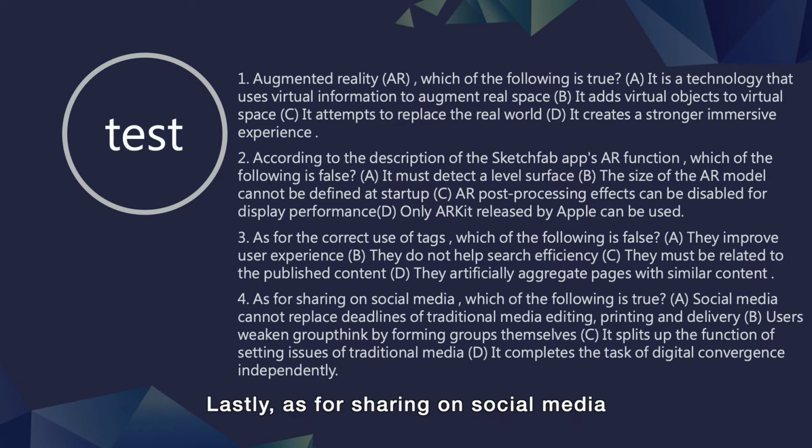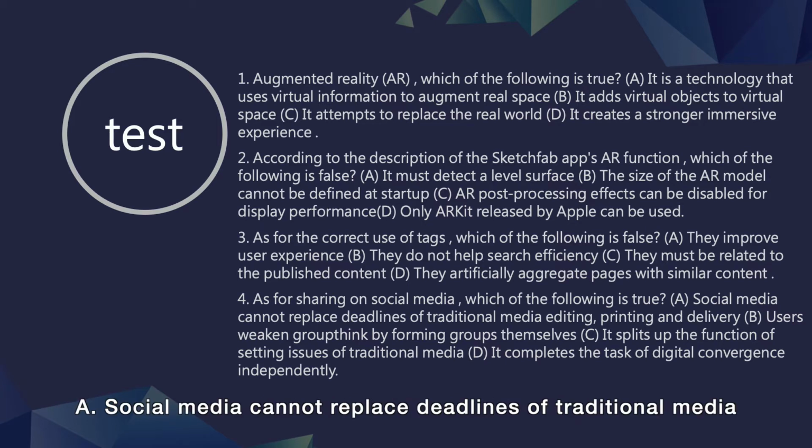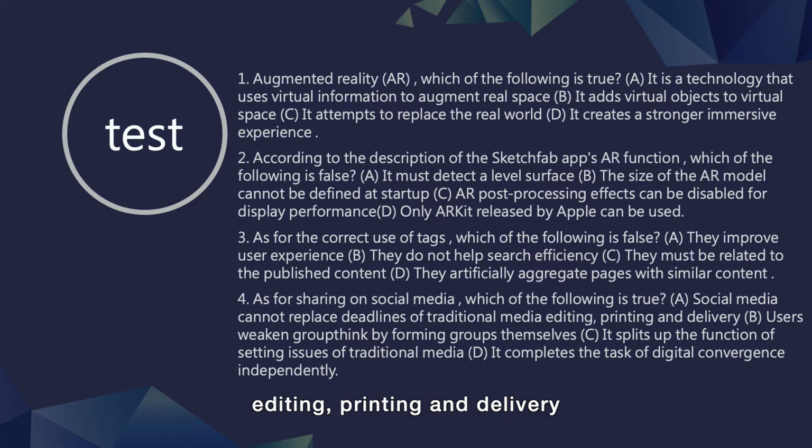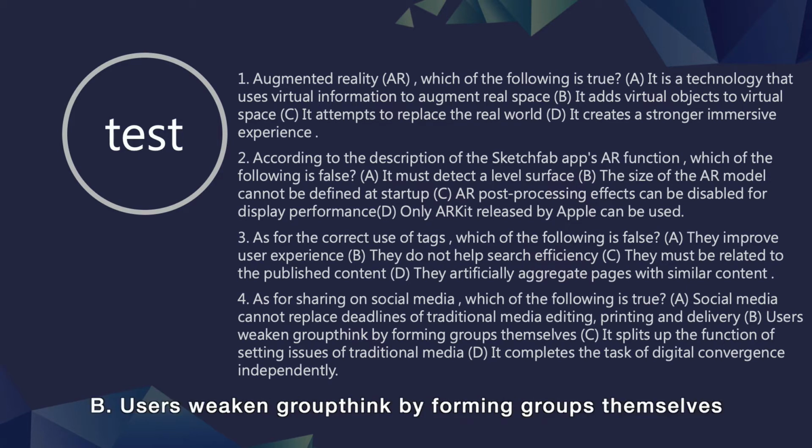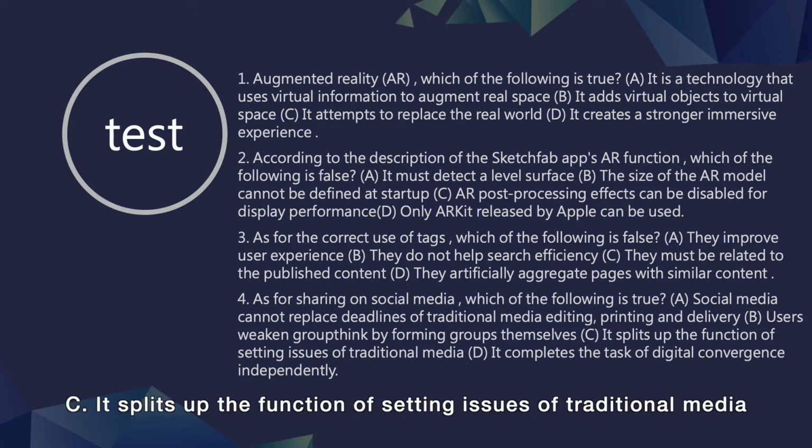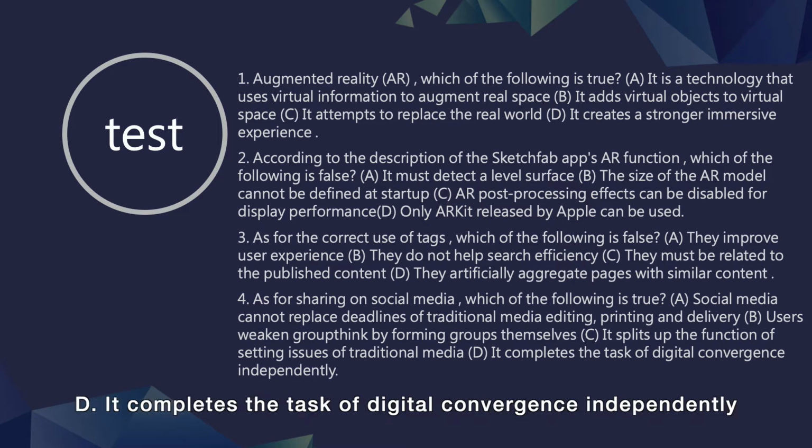Lastly, as for sharing on social media, which of the following is true? A. Social media cannot replace deadlines of traditional media, editing, printing, and delivery. B. Users weaken groupthink by forming groups themselves. C. It splits up the function of setting issues of traditional media. D. It completes the task of digital convergence independently.